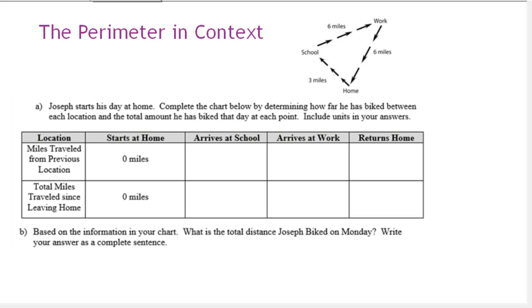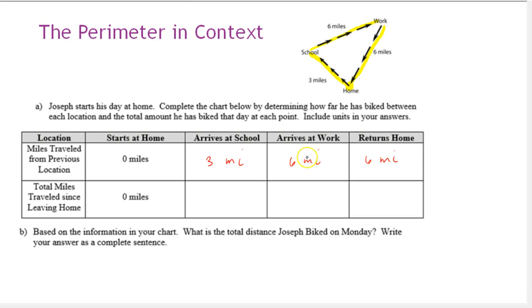Let's use a highlighter to highlight where he goes. So he's starting here, and when he arrives at school, from home to school, he's traveled 3 miles. Now he's going from school to work, and that's a total of 6 miles. And finally, he goes from work back to home, which is another 6 miles.